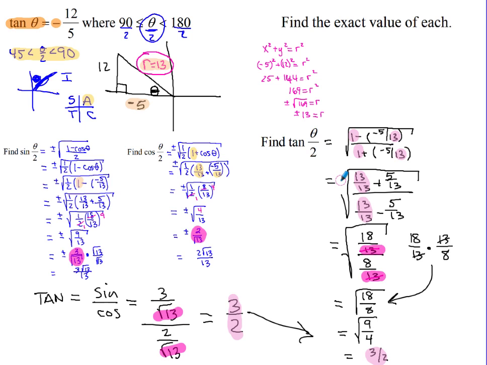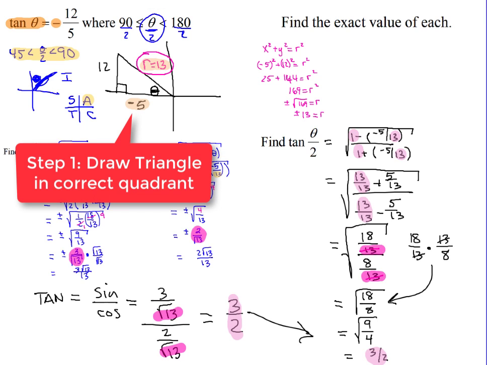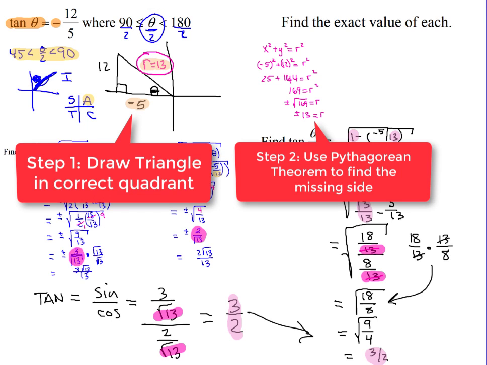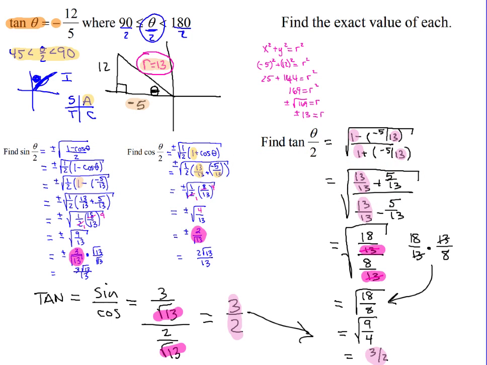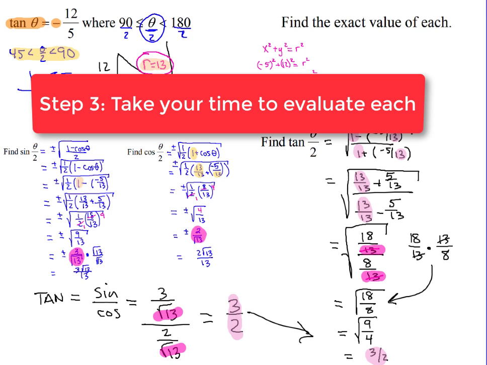Man, you got to pat yourself on the back after that, because that's just a crazy lot. But remember, the key thing you've got to do: first thing was set up the triangle and draw that. The second thing was find the missing side using the Pythagorean theorem. And then the third thing is just take your time and plug and chug in each one of those formulas. All right, you got this.